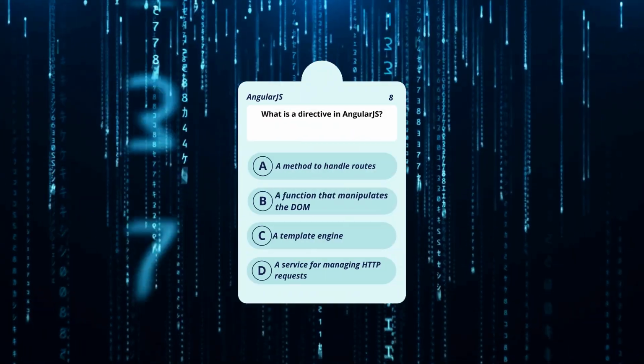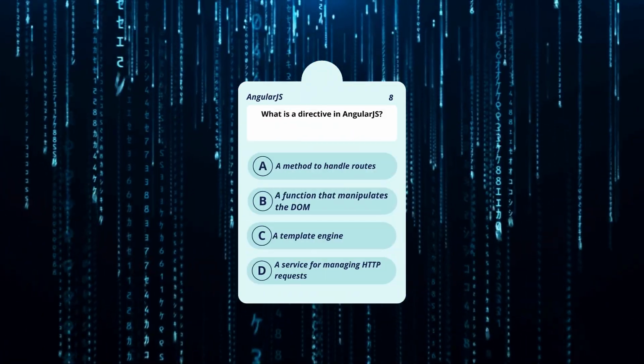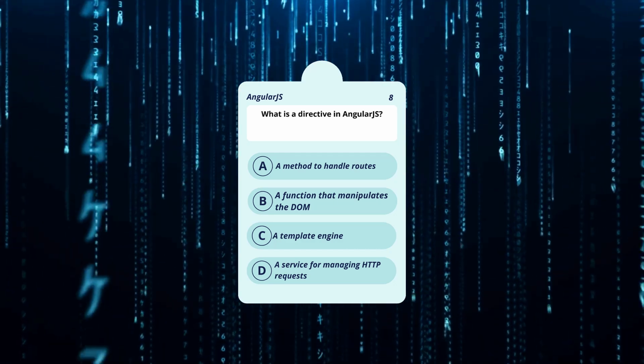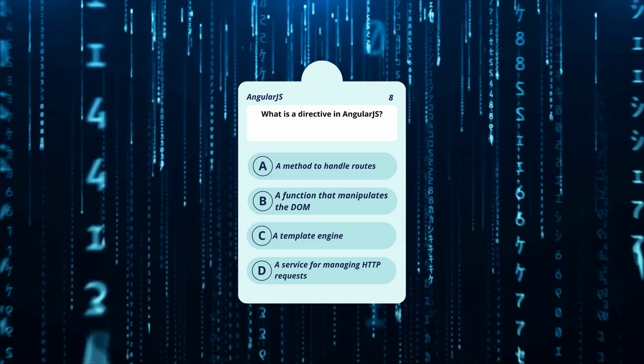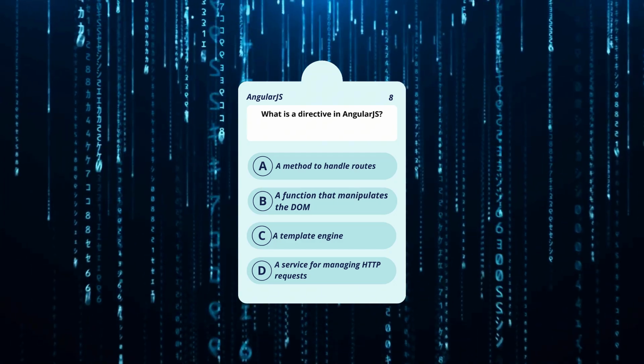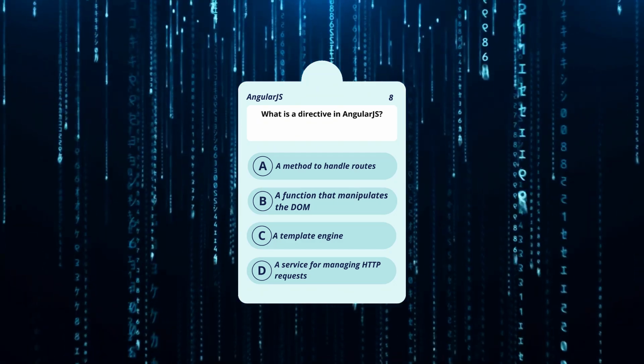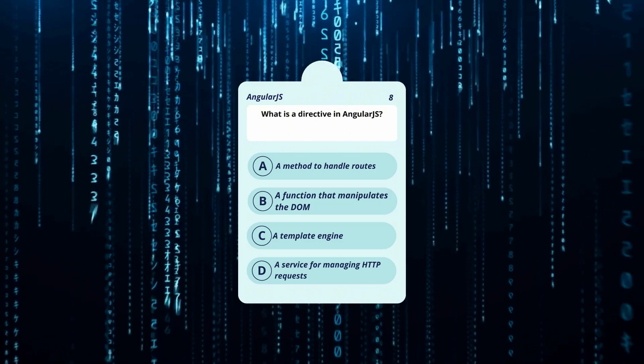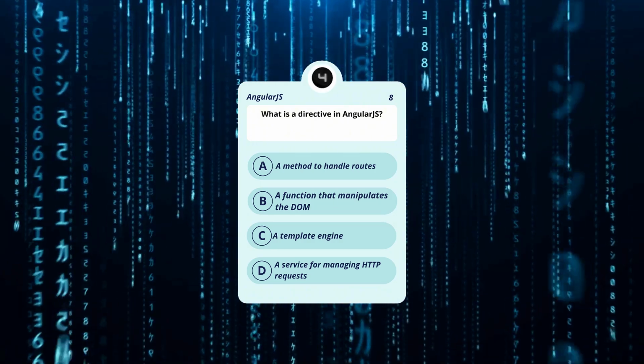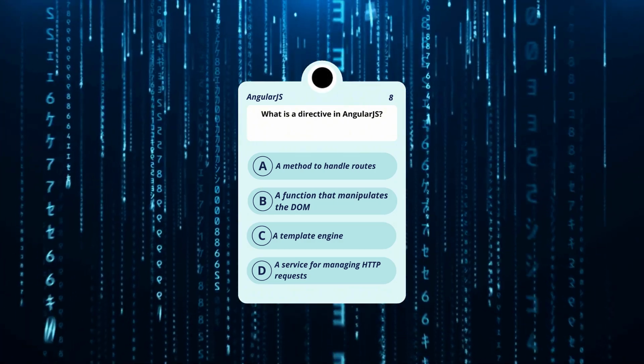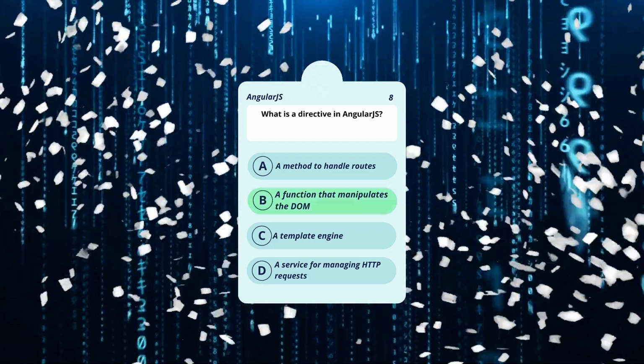What is a directive in AngularJS? A. A method to handle routes. B. A function that manipulates the DOM. C. A template engine. D. A service for managing HTTP requests. Answer B.